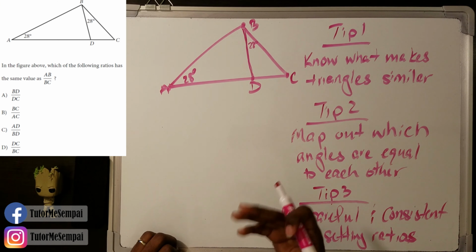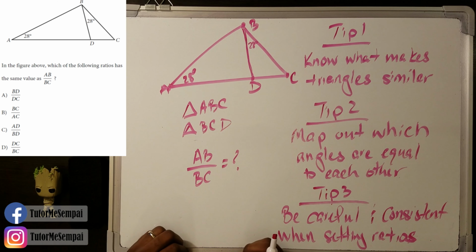So in this question, we have some triangles. It says, in the figure above, which of the following ratios has the same value as AB over BC? So for tip 1, know what makes triangles similar. I want you to be thinking, do these triangles have the same angles? Well, it's important to first identify what the triangles are. You have this big triangle ABC, and you have this smaller triangle BCD. So the question is asking which one of these has the same value as AB over BC.